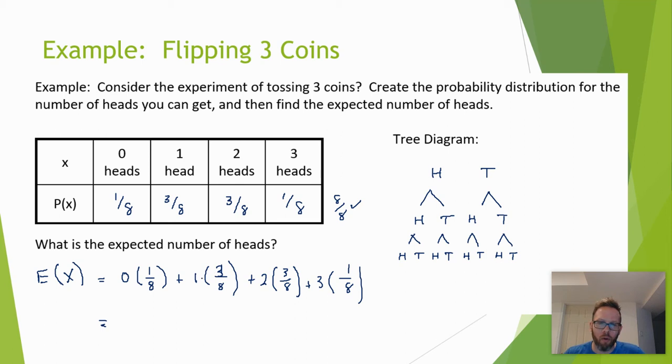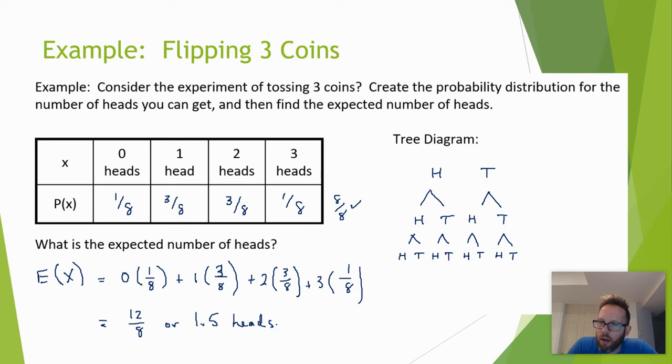So you get 1 times 3 is 3, 2 times 3 is 6, so 9, 3 times 1, that's 12. You end up getting 12 over 8, or as a decimal, that's 1.5, and the value here is heads, right? The expected value here is 1.5 heads. So the question is, should I round that to 2? Should I round that down to 1? And the answer is, it's okay that it's not a whole number.